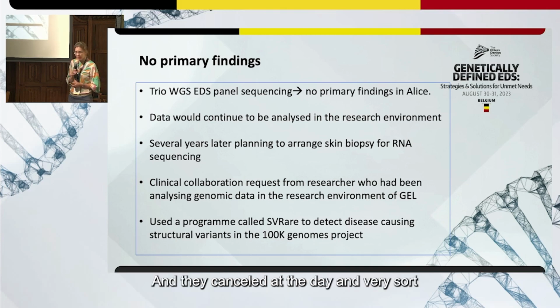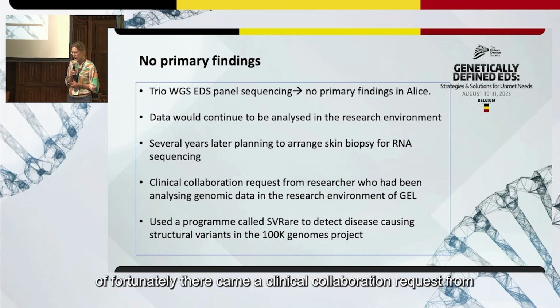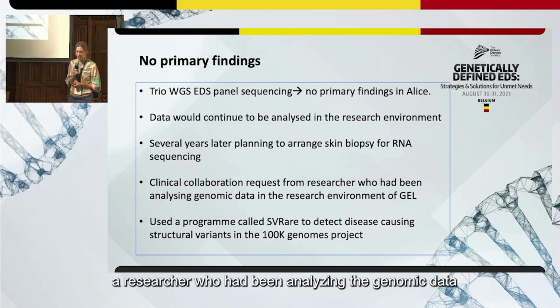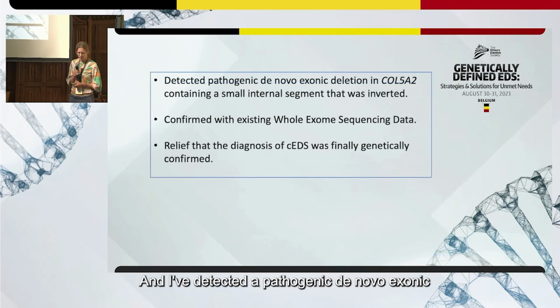And they cancelled at the day, and very fortunately, there came a clinical collaboration request from a researcher who had been analyzing the genomic data in the research environment of GEL and said, actually, I've used a program called SV-RARE to detect disease-causing structural variants in the 100K genome project, and I've detected a pathogenic de novo exonic deletion in COL5A2 containing a small internal segment that was inverted.